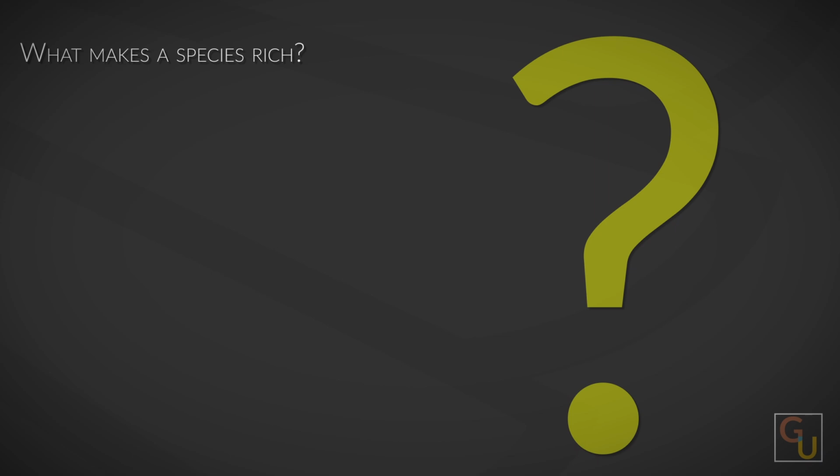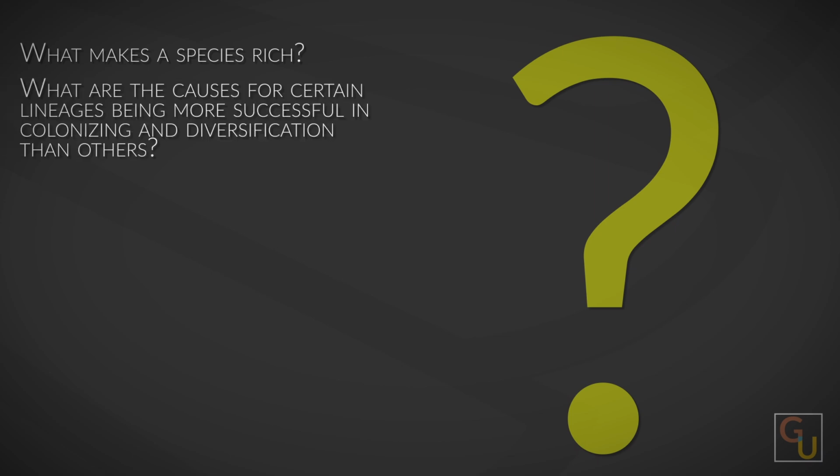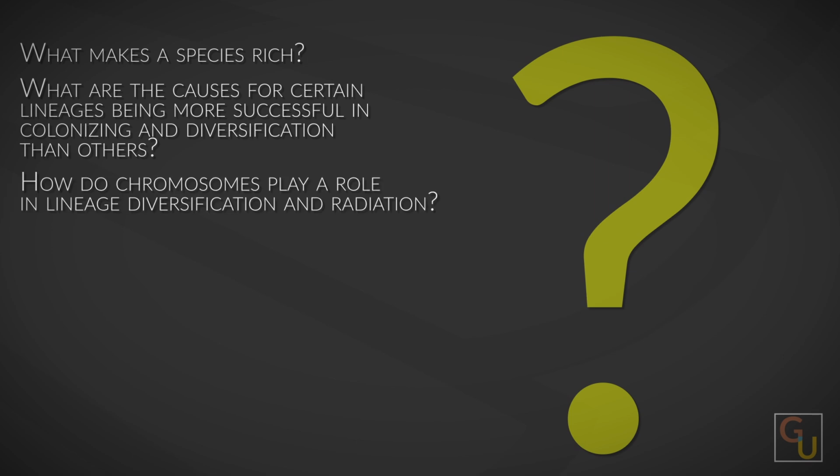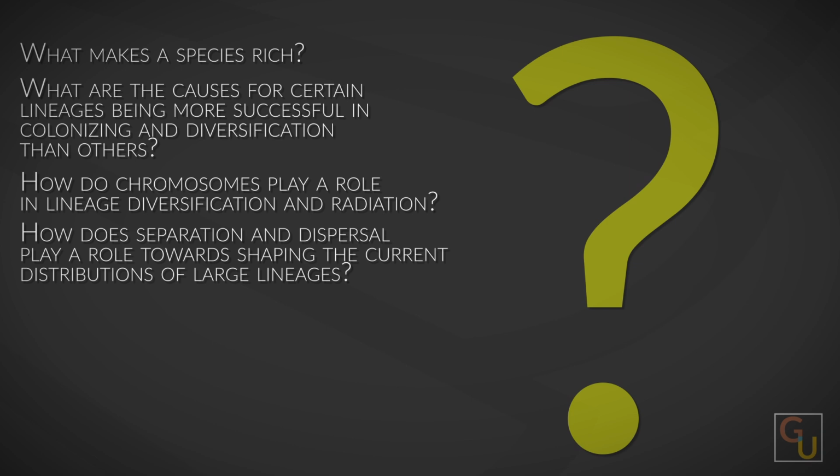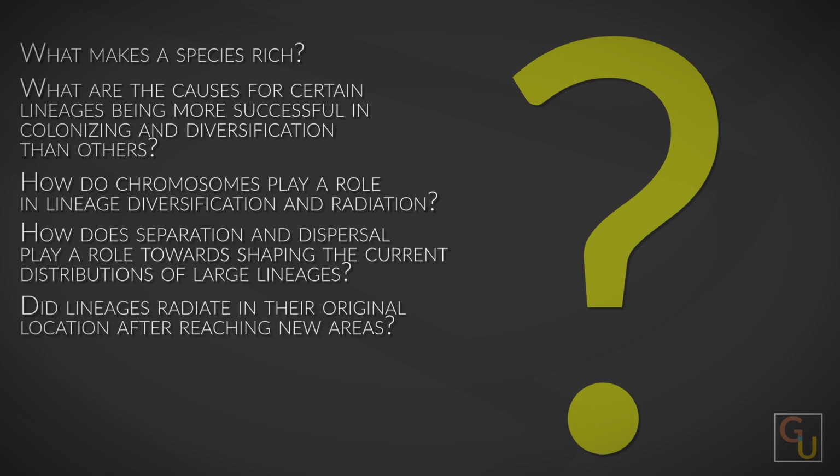what makes a species rich? What are the causes for certain lineages being more successful in colonizing and diversification than others? How do chromosomes play a role in lineage diversification and radiation? How do separation and dispersal play a role towards shaping the current distributions of large lineages? Did lineages radiate in their original location after reaching new areas?